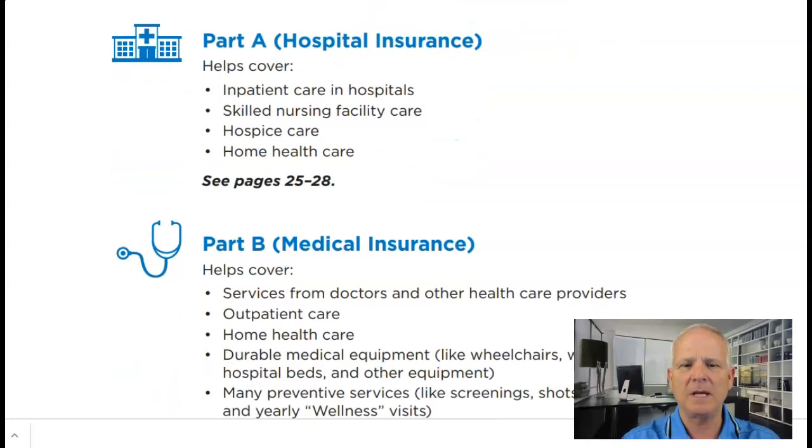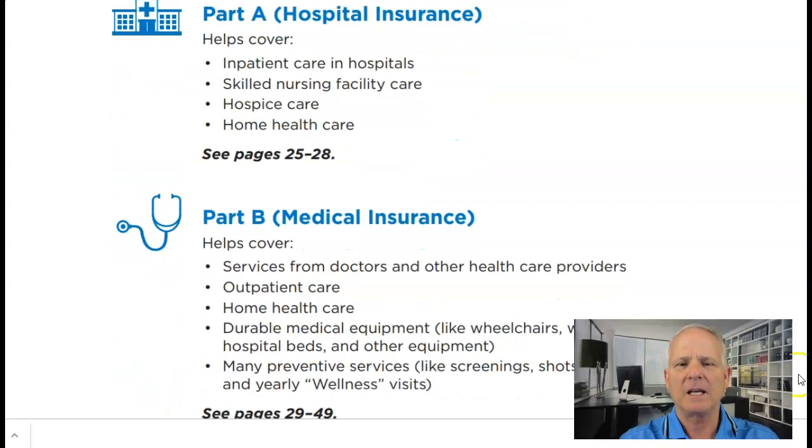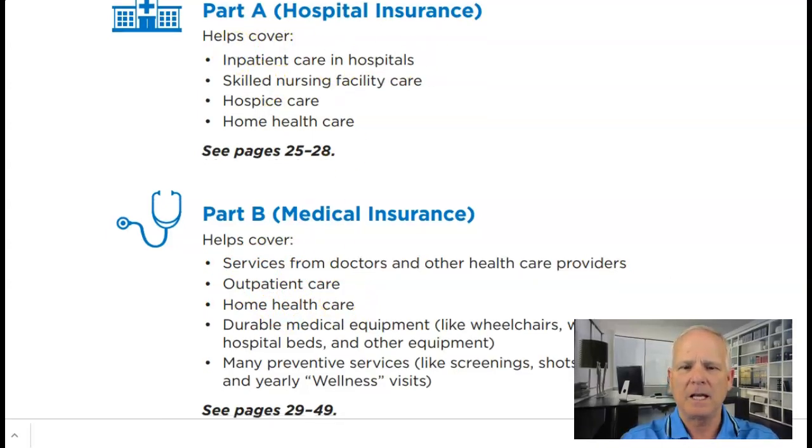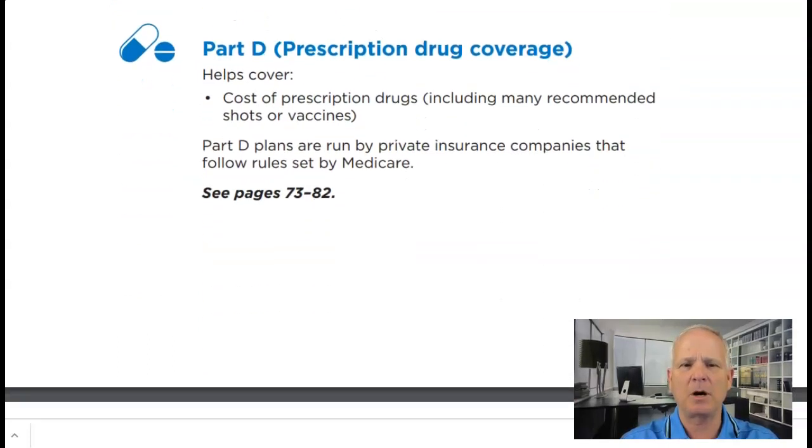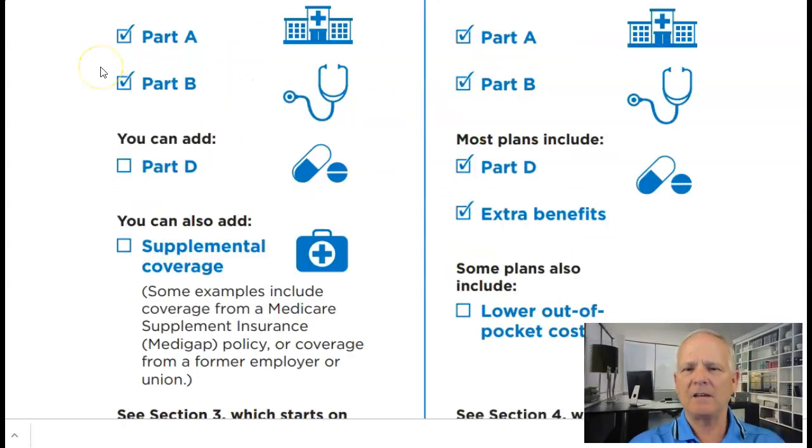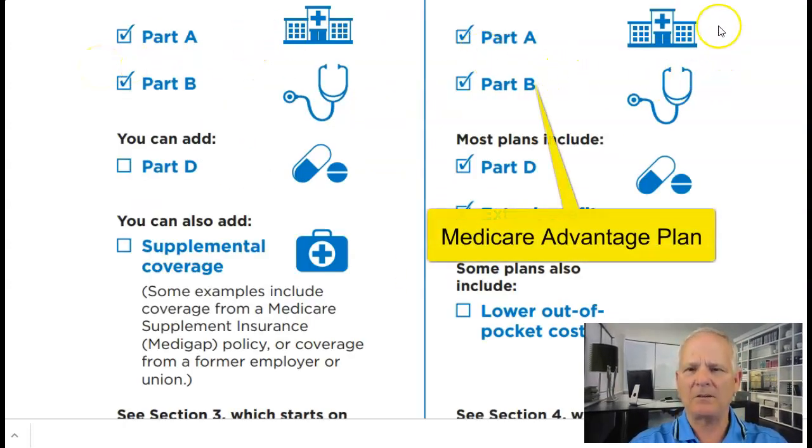So these are A and B. These are typically the two that you get if you're just using the original Medicare plan, Part A and Part B. Part B is going to have all types of outpatient home health care, where Part A is really dealing with the cost of the hospital. And then the other part is Part D, prescription drug coverage, cost of prescription drugs. Then there's the Medicare Advantage plan on the right.